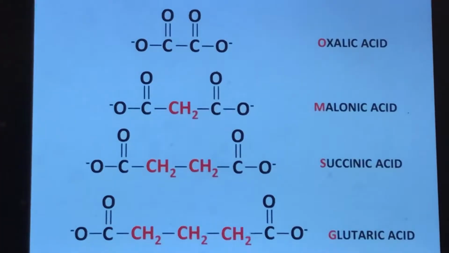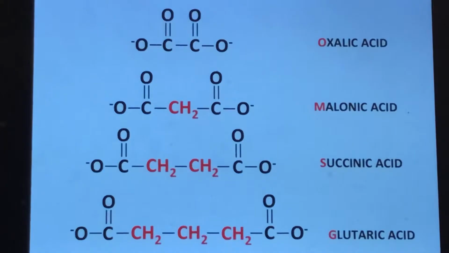So we have a series of dicarboxylic acids that increase in the addition of methylene groups between the two terminal carboxyl groups. We start with oxalic acid, where the O in Oh My Such Good Apple Pie also means zero, as in zero methylene groups between the two carboxylic acids. As we start to add methylene groups, we get the first methylene group for malonic acid, and you probably recognize malonyl-CoA as being an intermediate in fatty acid synthesis.